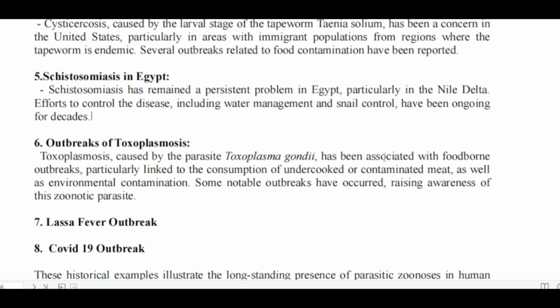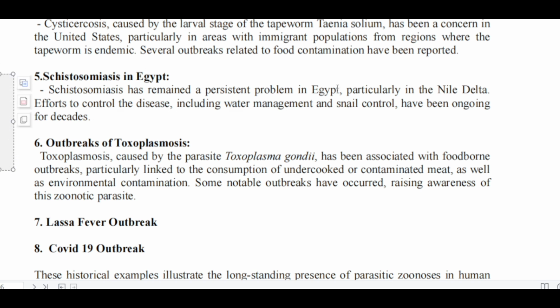which has been associated with foodborne outbreaks, particularly linked to the consumption of undercooked or contaminated meat, as well as environmental contamination. Some notable outbreaks have occurred, raising awareness of this zoonotic parasite.